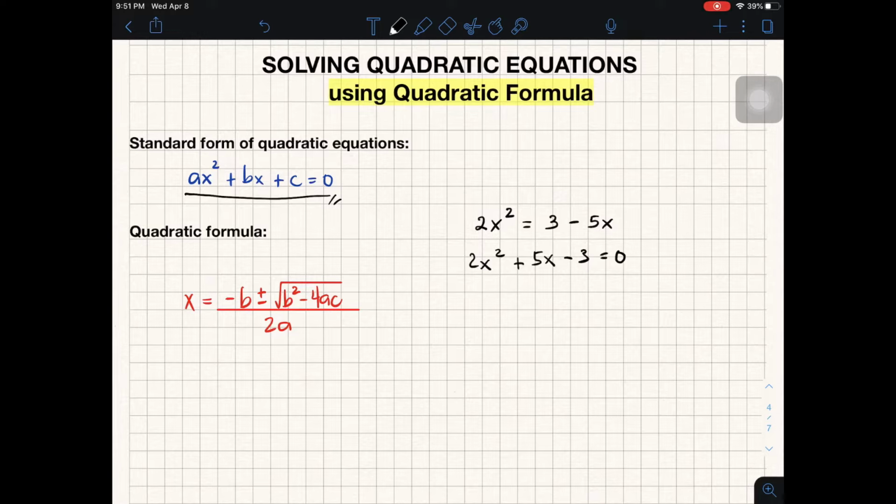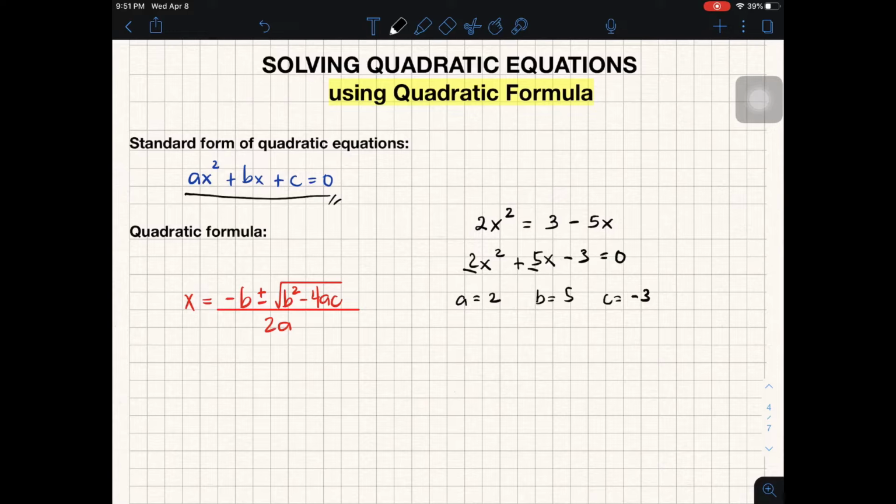Next step natin, as you can see, sa ating quadratic formula, meron tayong variables na a, b, and c. Those are the constants or coefficients na kailangan nyo from the quadratic formula. So basically, you need to identify the value of a, b, and c. And in our equation, the value of a is yung coefficient natin sa first term or sa quadratic term, which is 2. Yung value ng b naman natin ay yung sa linear term, which is 5. At yung value ng ating c is yung constant, which is negative 3.